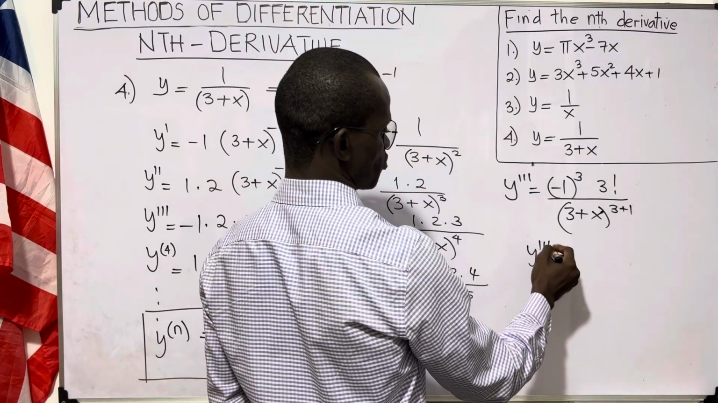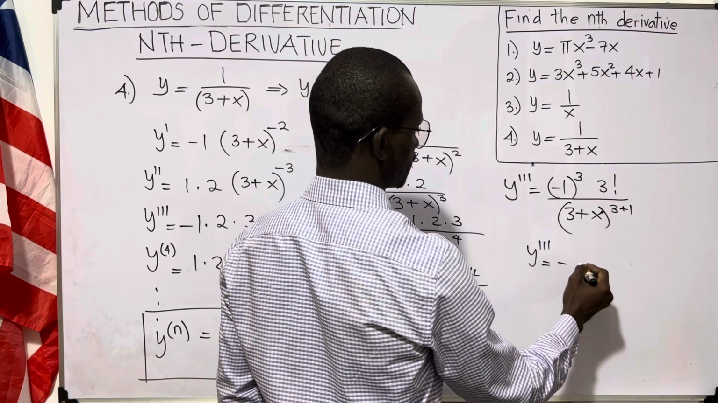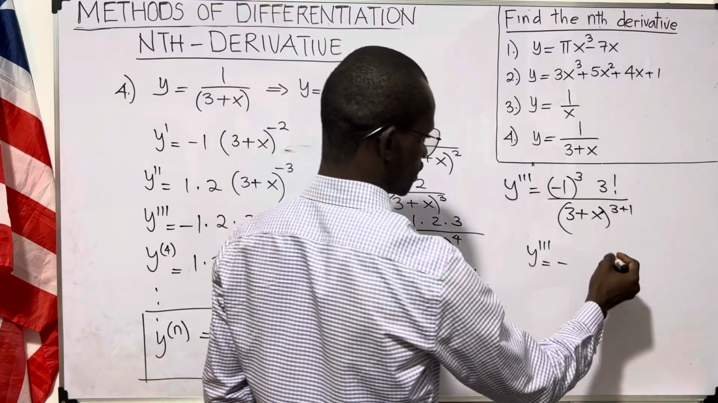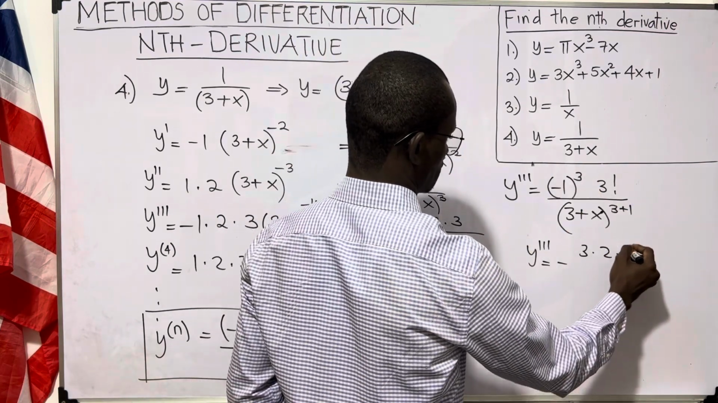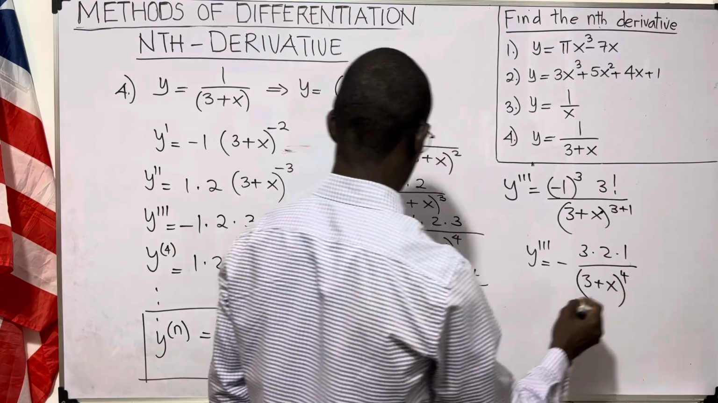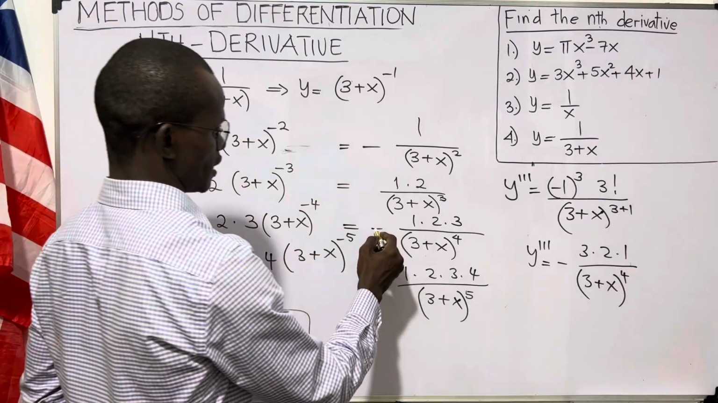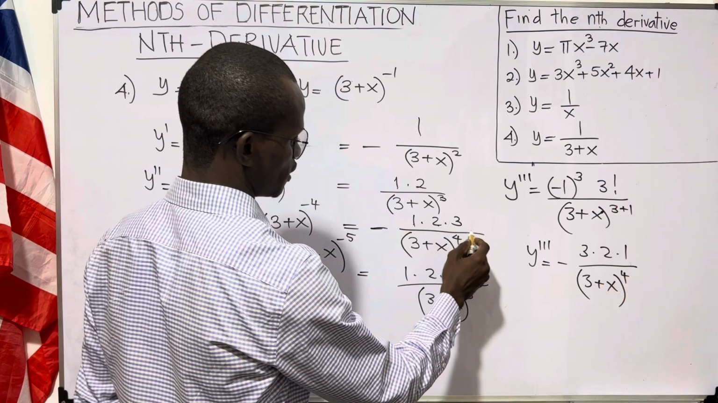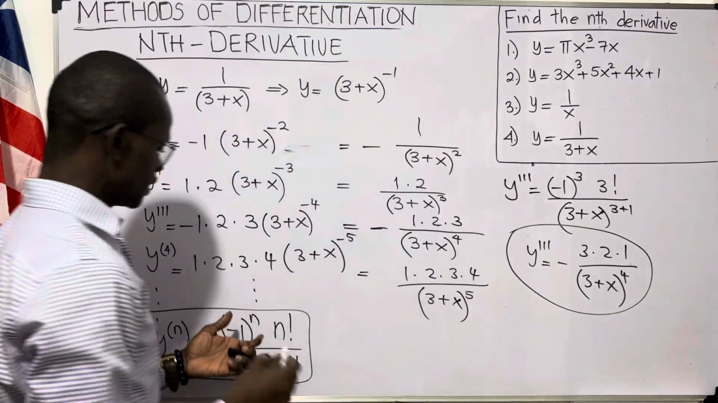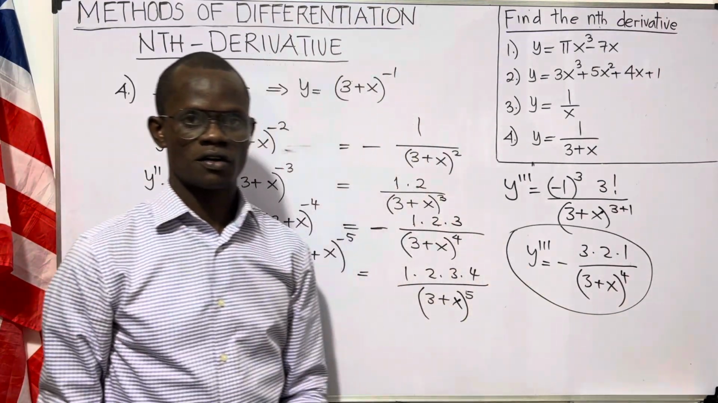So y prime prime prime equals, now when the power is odd, it ends in negative. 3 factorial is like 3 times 2 times 1. So it's just 3 times 2 times 1 all over (3 plus x) raised to the power 4. And what was it? The third derivative, this was it. Negative 1 times 2 times 3 divided by (3 plus x) raised to the 4th power. This was it. So this is how we find the formula for the nth derivative of functions.